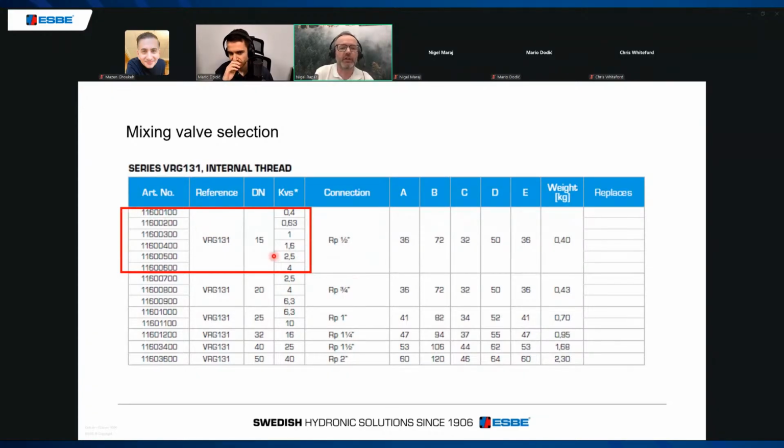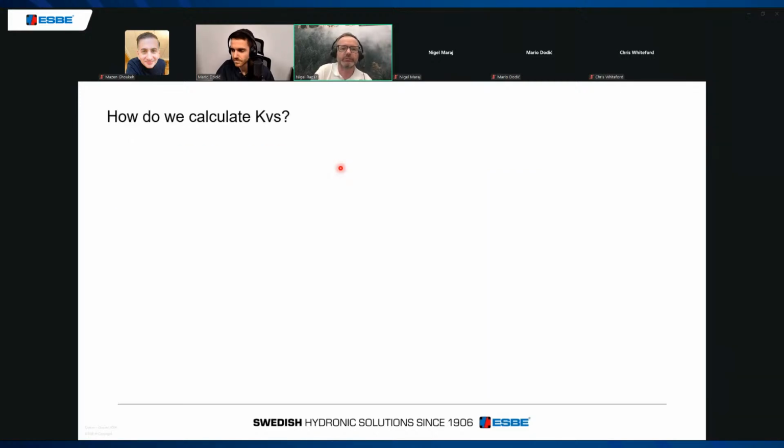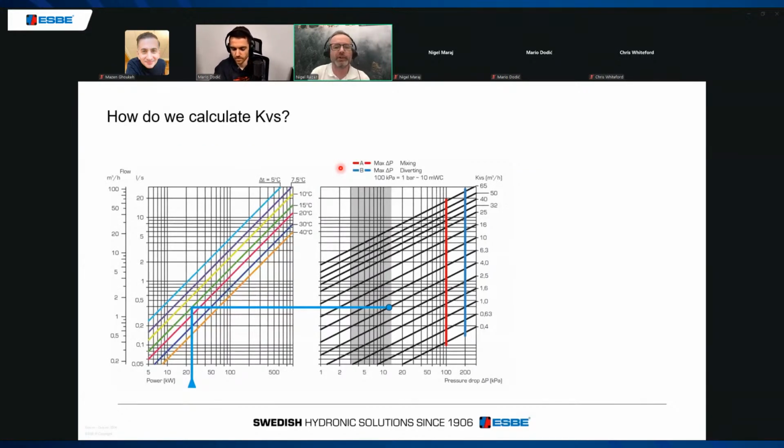You see that for the one size mixing valve, DN15, there's 6 options of KVS, and this is quite daunting. Well, which one do I need? So I'm going to talk you through briefly, because we're running out of time, how to size the ESBE mixing valves. This looks even more daunting.